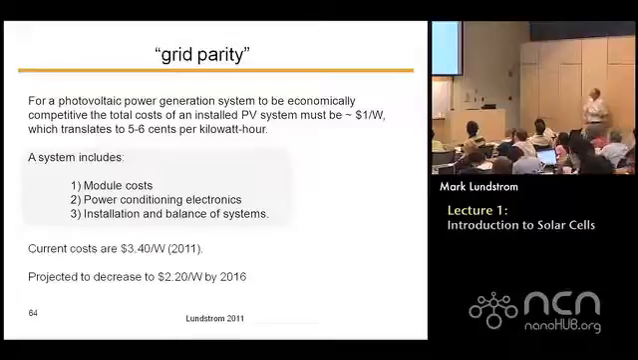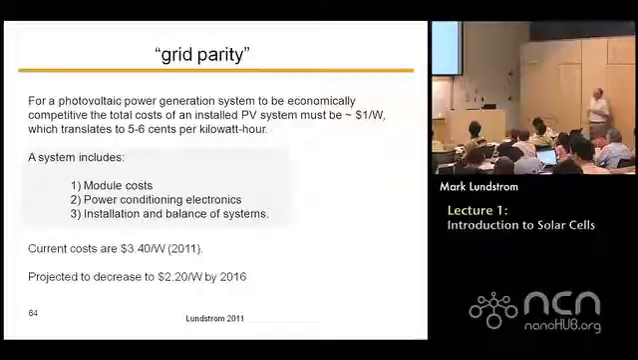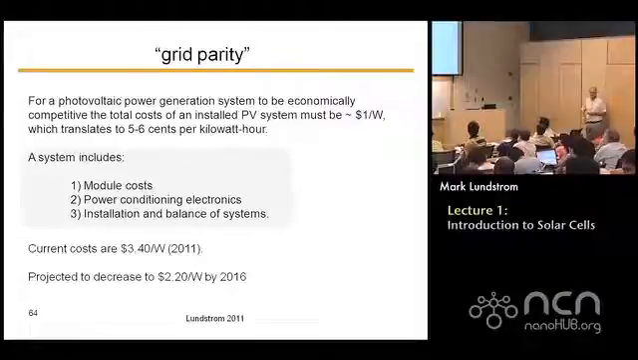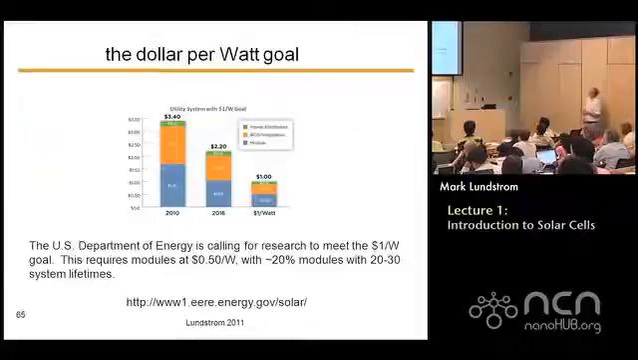Now the current costs, 2011, are about $3.40 per watt. So that's a long ways from where it needs to be in order to be economically competitive. If you just look at what's happening in the improvement in manufacturing processes, by 2016 it should be down to $2.20 a watt. But that's still more than double of where it needs to be to be competitive. So this is a big research challenge that people are looking at.